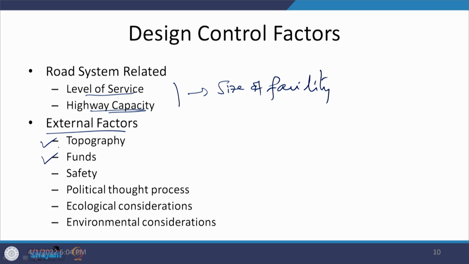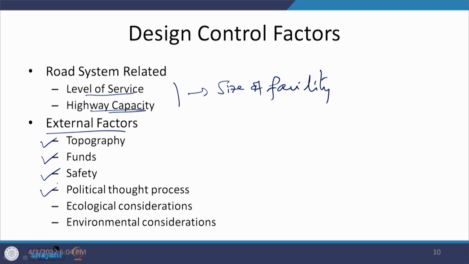We will be looking at the funds which are available for constructing and implementing that facility. We will be talking about the type of safety which needs to be ensured, and then the political thought process which sometimes drives the type of schemes or facilities which need to be provided in an area, in a region, or in a countrywide situation. And then we are going to talk about the ecological and environmental considerations as such. Now, let us move inside these design controls one by one.